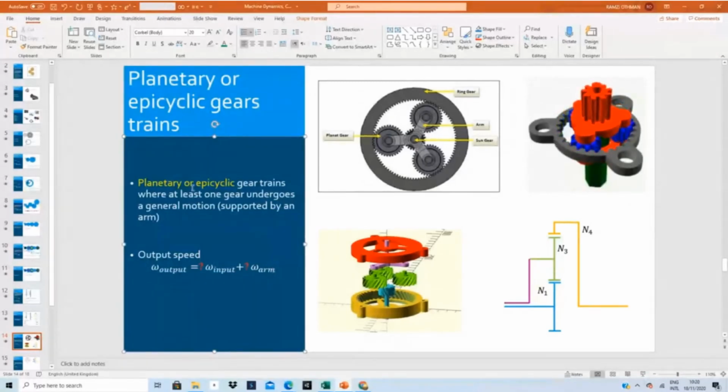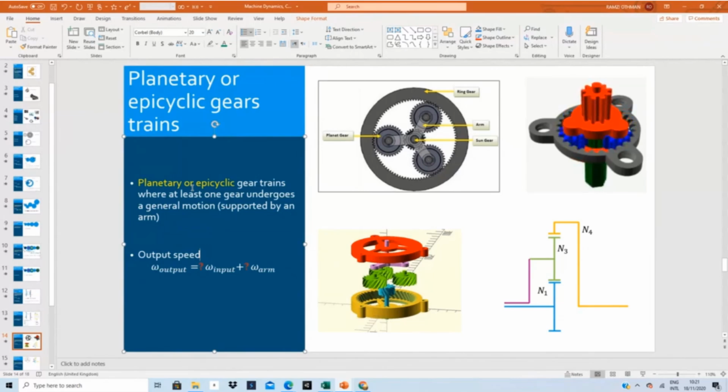Now, what are planetary or epicyclic gear trains? In planetary or epicyclic gear trains, we will have at least 1 planet. What does a planet mean? The planet is a gear which is supported or held by an arm that is moving. What does that mean? It means that planets, which are gears here, don't have fixed axis rotation. They have actually a general motion. They will rotate about an axis, but this axis is supported by an arm and the arm is itself moving.